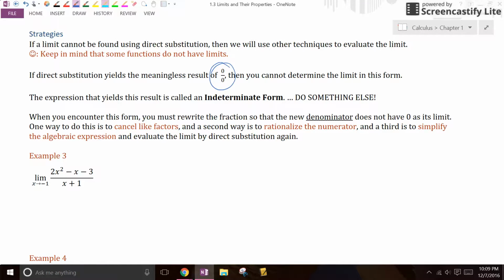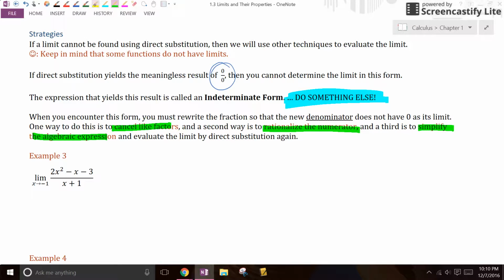And what does that mean? That means do something else. If you get 0 over 0, something bad has happened and you need to do something else. Now, what are those things you could do? Well, the things you could do are pretty straightforward and pretty algebraic, right? We can't have a denominator of 0. That's just bad in limits. So you might have to try to cancel like factors. All right. You might have to rationalize the numerator. What? Algebra 2 is rationalize the denominator? Guess what? Rationalize the numerator now. Or maybe we need to simplify some algebraic mess and see if direct substitution works then.